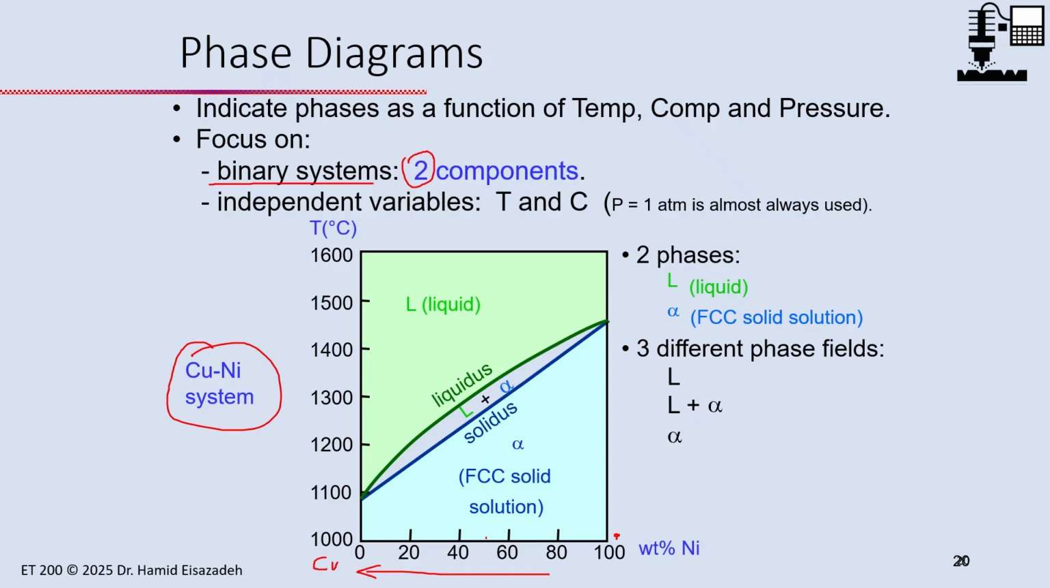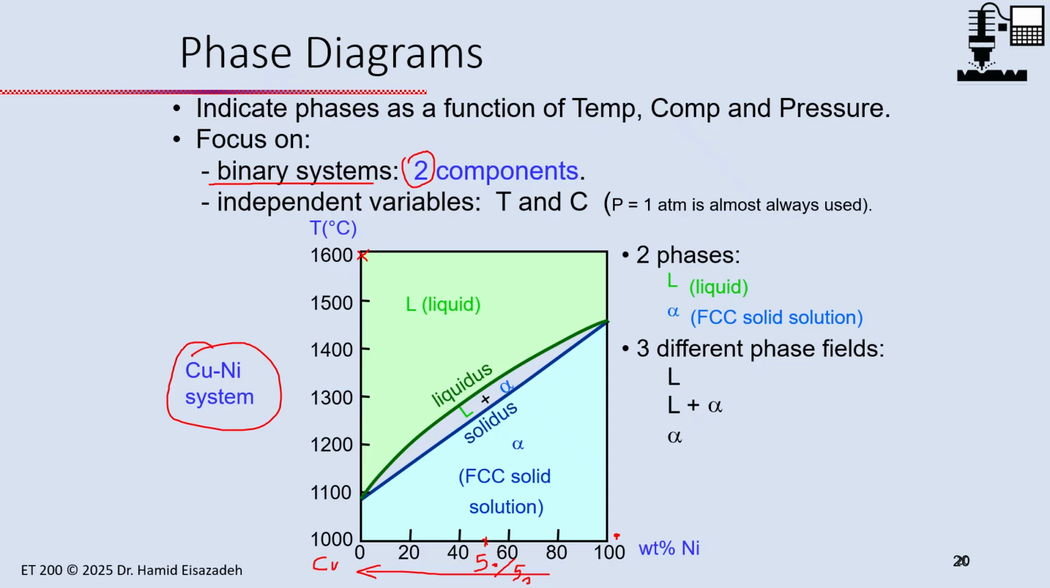But what about this point? At this point, you have 50% copper and 50% nickel. So the composition of both changes depending on where you are. And this is the temperature. The temperature was assumed from 1000 degrees Celsius up to 1600. Below this temperature, it was not an area of interest.